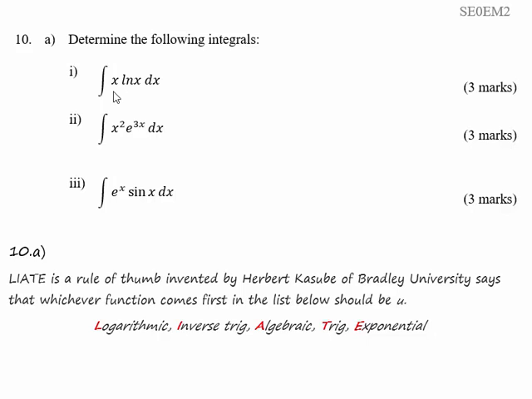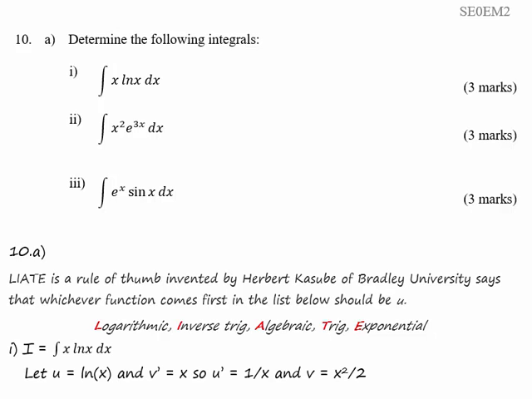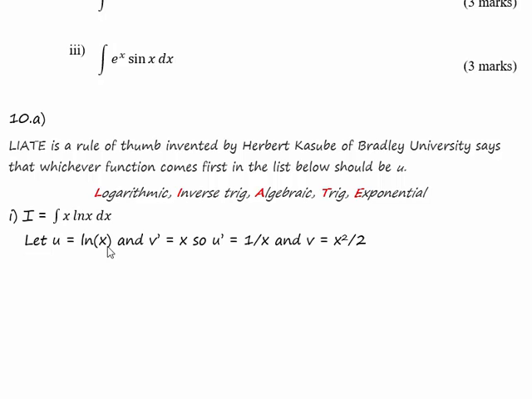In part 1 we've got x, which is algebraic, and log x, which is logarithmic, obviously. So we're going to let log x equal u and x is equal to dv. If u equals log x, du dx is equal to 1 over x. And if dv dx is equal to x, then v is equal to x squared over 2. So I differentiate this term and I integrate this term.